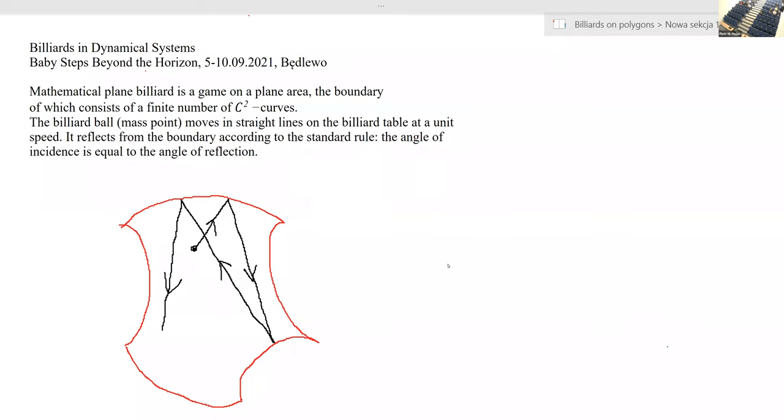Okay, it's my great pleasure to open today's morning session and to introduce the first speaker, Krzysztof Frączek. Krzysztof is a professor at Nicolaus Copernicus University in Toruń. He's an expert in ergodic theory and dynamical systems.